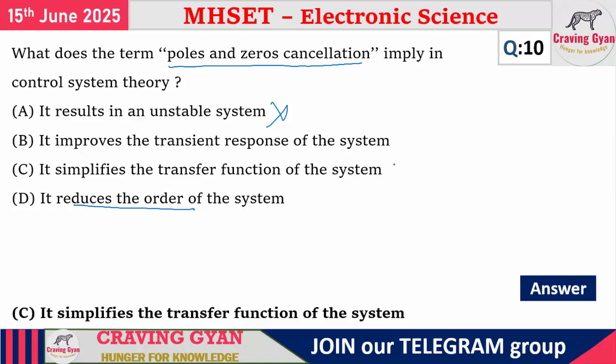Nothing but, say suppose the system is tending to become unstable. If you want to make it a stable system, you are going to add zeros to it. If your system response is not good, you try to add a pole to it, such that pole-zero cancellation is going to take place, but the system performance is going to get improved. For this, the corresponding option is option C.